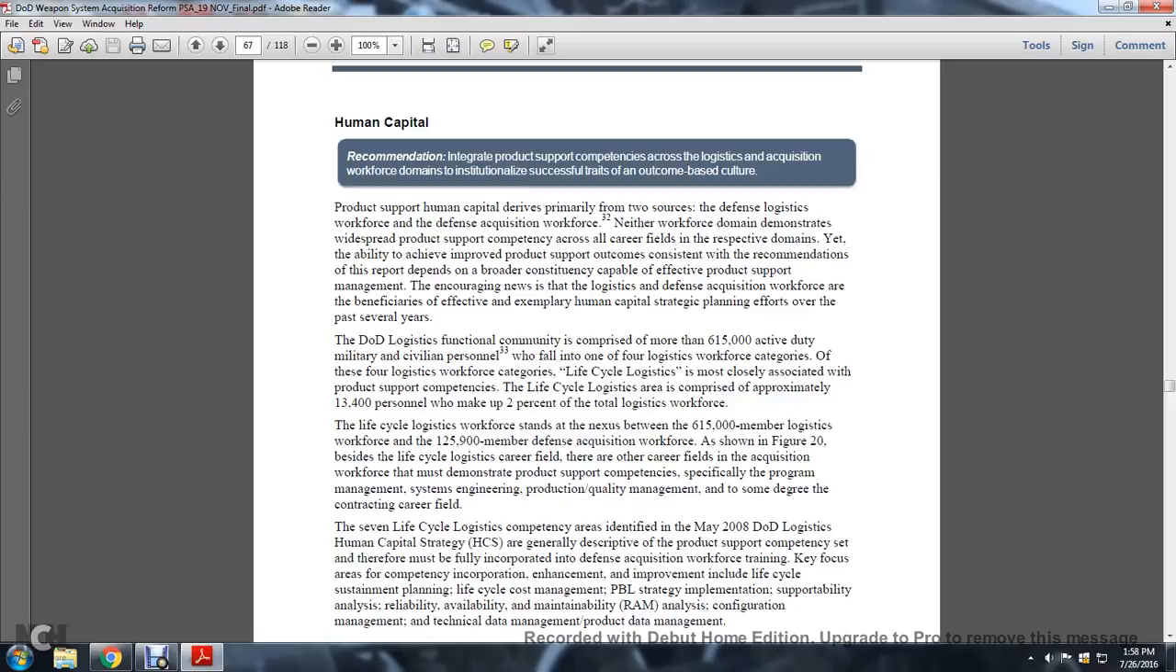The life cycle logistics workforce stands at the nexus between the 615,000-member logistics workforce and the 125,900-member defense acquisition workforce. As shown in Figure 20, besides the life cycle logistics career field, there are other career fields in the acquisition workforce that may demonstrate product support competency, specifically program management, systems engineering, production quality management, and to some degree the contracting career field.